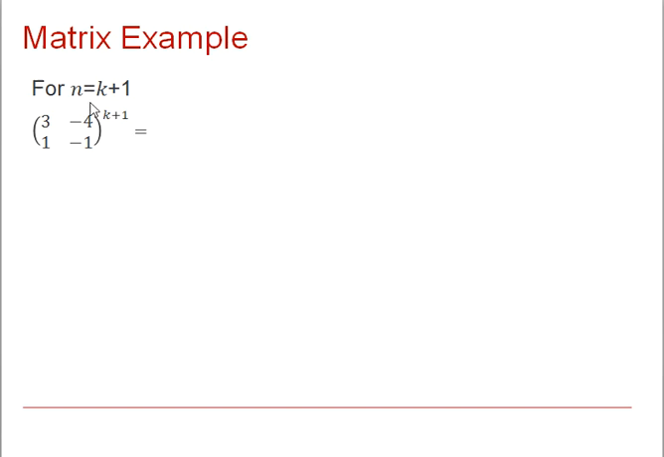Okay, so what you would actually write in your proof is that for n equals k plus 1, the matrix to the power of k plus 1 will equal (3, 1; -4, -1) times (3, 1; -4, -1) to the power of k. Doesn't really matter if you pre-multiply or post-multiply. I've chosen to pre-multiply the way I've done it.